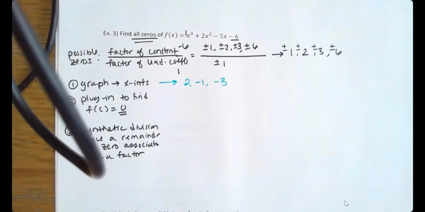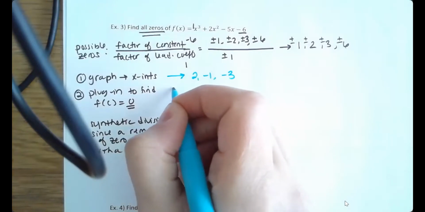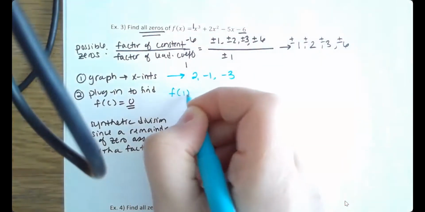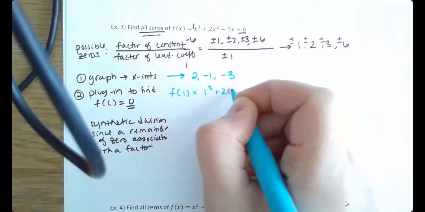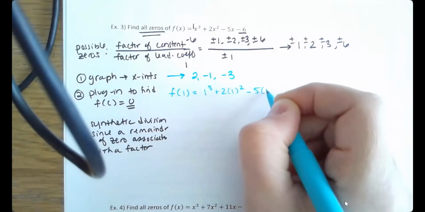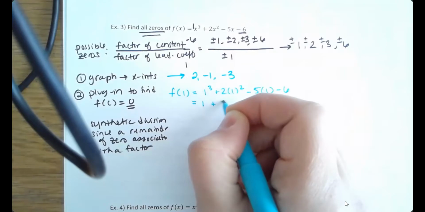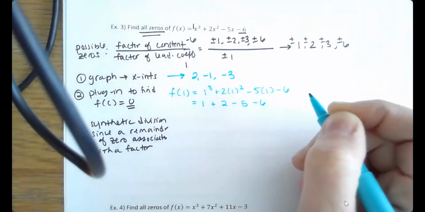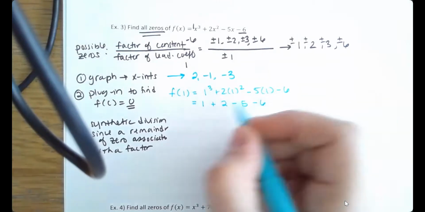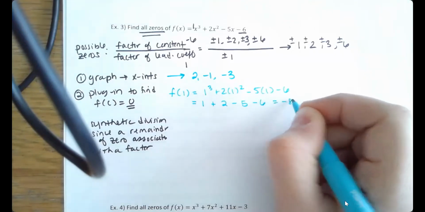So another way to do it, and this is fine if you don't mind testing, or if you don't have too many options to test, is to try the different values. For instance, if I plug in f of 1 to my formula here, I get 1 cubed plus 2 times 1 squared minus 5 times 1 minus 6. So I have 1 plus, let's see, 1 squared is 1 times 2 is 2, minus 5 minus 6. Now you can clearly see that this is not going to be 0, right? I have 3 minus 11. So I'm at -8. So this does not work.